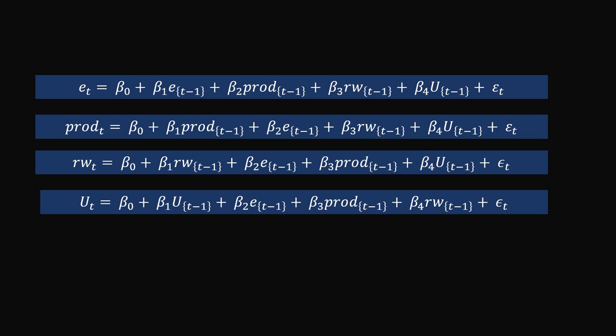The first one is about employment. So if you see here, we have the lag value of the employment, so the previous year's employment, and the previous year's labor productivity, and the previous year's real wage, and the previous year's unemployment. And in the second equation, we have the previous year's productivity, previous year's employment, previous year's real wage, previous year's unemployment, the lags of one lag of each of the variables, including its own productivity. Same is the case with real wage, and same is the case with unemployment, right? So we have actually a sort of vector of these variables.